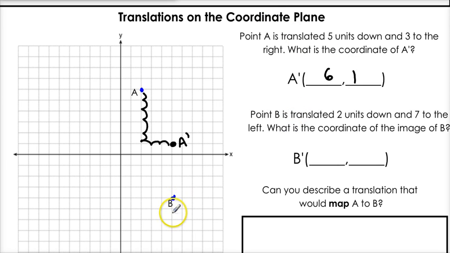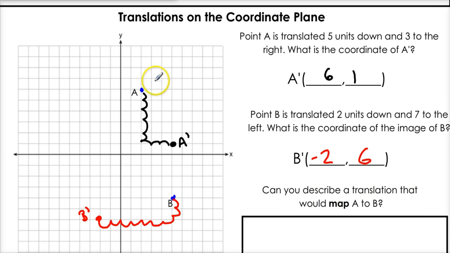Point B is translated 2 units down and 7 to the left. What's the coordinate of the image of B? Alright, well let's go. We go down 2, so 1, 2, and then to the left 7. 1, 2, 3, 4, 5, 6, 7. That's my B prime. That coordinate's at -2, 1, 2, and then down 1, 2, 3, 4, 5, 6. -2, 6. Got it.